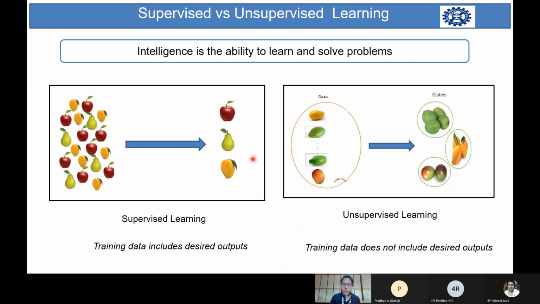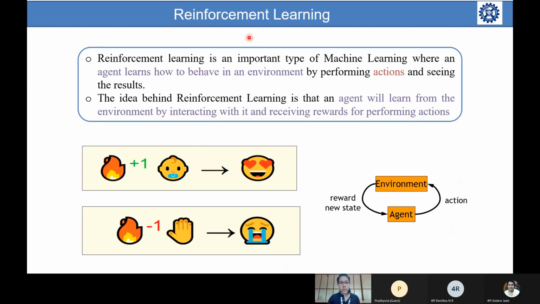Next comes semi-supervised learning. Semi-supervised learning consists of supervised learning as well as unsupervised learning. So we can say that maybe 20% of the learning will be supervised and 80% of the learning will be unsupervised. Next we'll come to reinforcement learning.